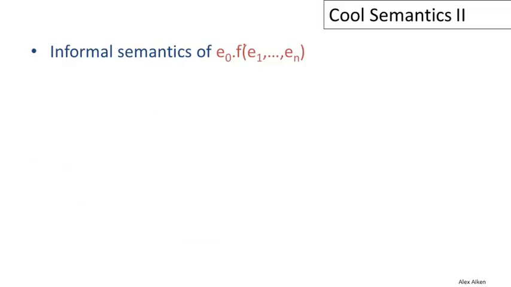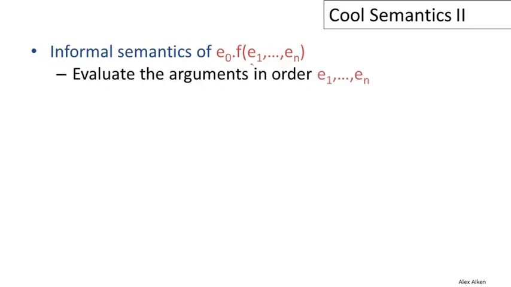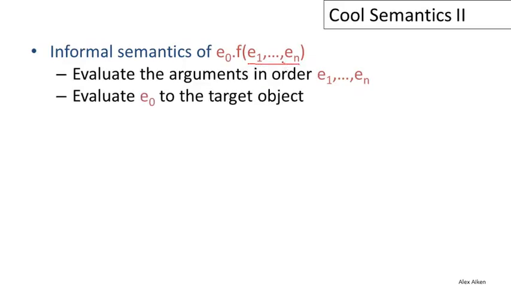Now let's talk about the semantics of dynamic dispatch, and we'll follow the same plan that we did with the semantics of new. First, I'll have an informal, high-level description of how the evaluation of a dynamic dispatch works, and then we'll look at the formal operational rule. So the first thing that happens in evaluating a dispatch is that we'll evaluate the arguments, E1 through En, and next we'll evaluate the target object, E0. So we'll evaluate that expression to get the actual object to which we're dispatching.